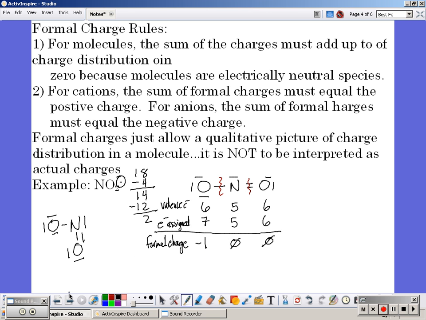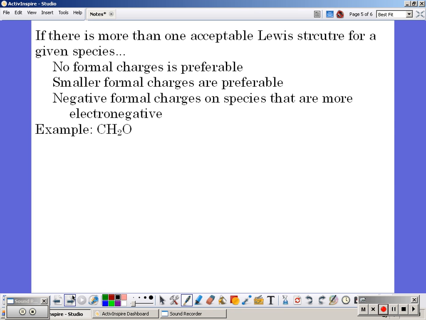If there is more than one acceptable Lewis structure for a given species, no formal charge is preferable, so if everybody is 0. The smaller formal charges are more preferable, and negative formal charges on species that are more electronegative. So in this example, we would want oxygen to have the more negative charge if that was the situation.